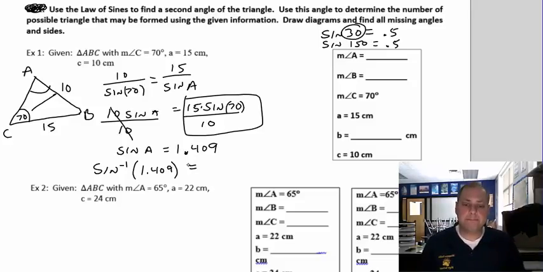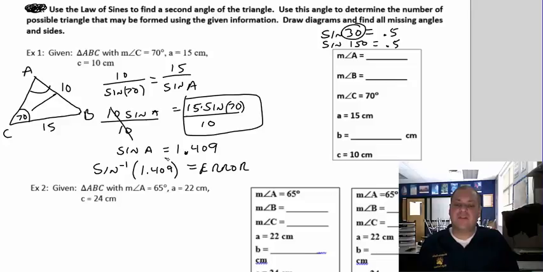If you do that, tell me what you get. You should get an error. It is impossible to have a sine of 1.409. The sine ratio cannot go over 1. So you're going to get an error when the sine is over 1, and therefore there are 0 possible triangles.